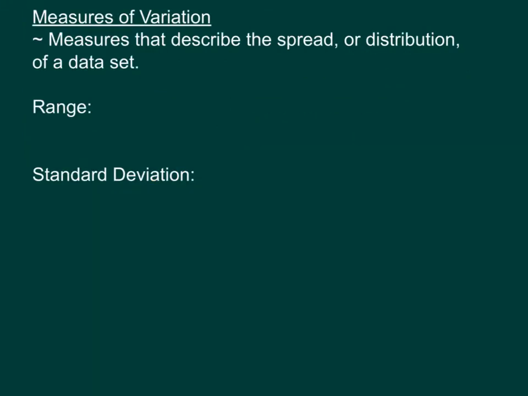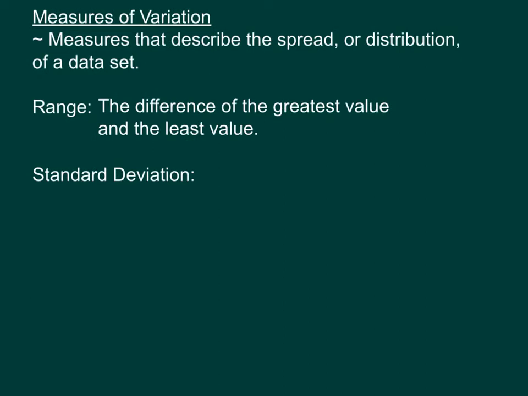Connected to the measures of center are the measures of variation, and these are measures that describe the spread or distribution of a data set. And there are 2 of these that we're going to discuss today: range and standard deviation. Range is pretty quick. In order to determine range, we only need to find the difference of the greatest value and the least value. We take the largest number of the data set and subtract the smallest number of the data set from that. So that's how you calculate range. The standard deviation is a little bit trickier, but it comes with a nice formula.